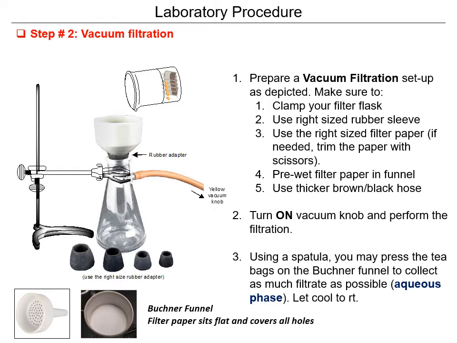Perform a vacuum filtration setup as depicted. Make sure to clamp your filter flask, use the right-sized rubber sleeve, use the right-sized filter paper, pre-wet the filter paper, and be sure to use one of the thicker black hoses for the vacuum line. Turn on the vacuum knob on the fume hood and perform the filtration.